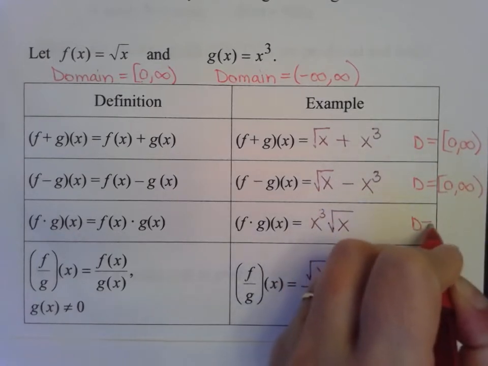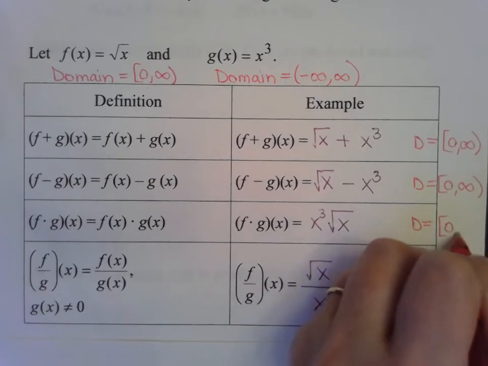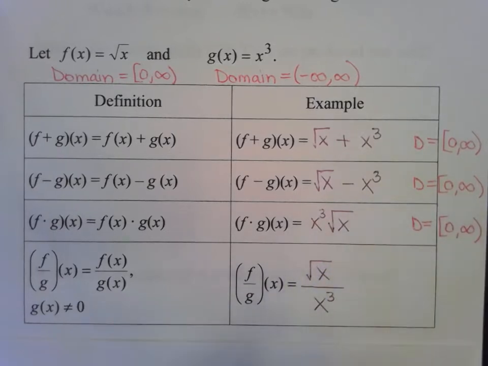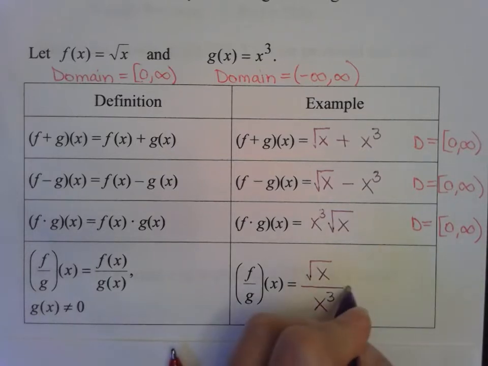Same thing if I make the product function. The quotient function, remember, has this extra caveat. I don't want the denominator to be 0. The only way the denominator of this function could be 0 is if x is 0. So I don't want x to be 0. Probably should have written that here earlier.